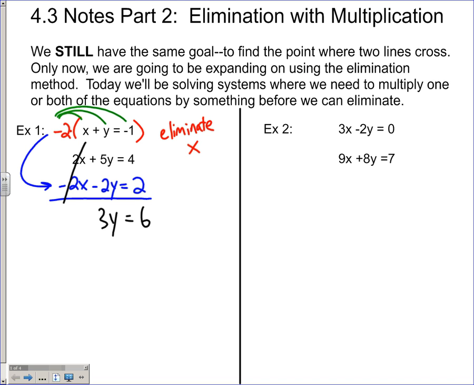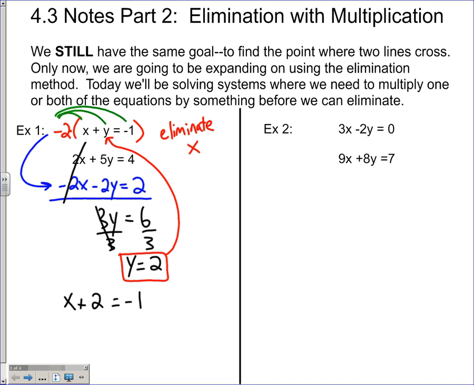And now the rest of the process is exactly the same as normal elimination. So I solve for my first variable. I'm going to divide by 3 on both sides. I get y equals 2. And then I'm going to plug that value in for my y value in the first equation. So that's going to give me x plus 2 instead of x plus y equals -1. And I'll solve for x. Subtract 2 on both sides gives me x equals -3. Okay, and then again, the final step is always writing your answer as an ordered pair, (-3, 2), because what that represents is the point where the two lines cross on our graph.